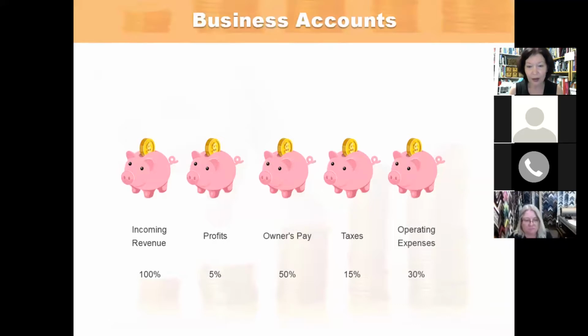Okay. So the operating expenses part, this is so that if you're visual, you've taken out all the other money first, and then you can see what money you have to spend on your business will be in that last account.